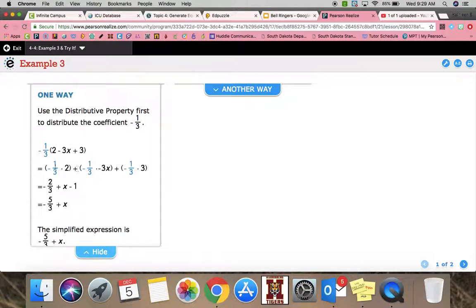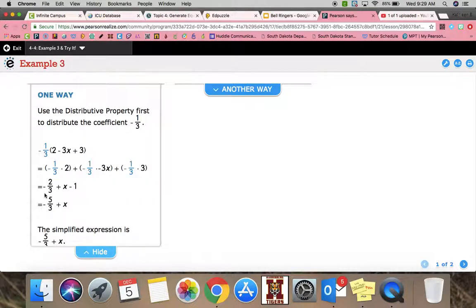Figure out what all of those are. Negative 1/3 times 2 is negative 2/3. Negative 1/3 times negative 3x is just 1x, because this is 1 over 3 and this is 3 over 1. So 1 times 3 is 3, 3 times 1 is 3, so it's 1. And then negative 1/3 times 3, same thing, this is 3 over 1, so it's negative 1 whole.